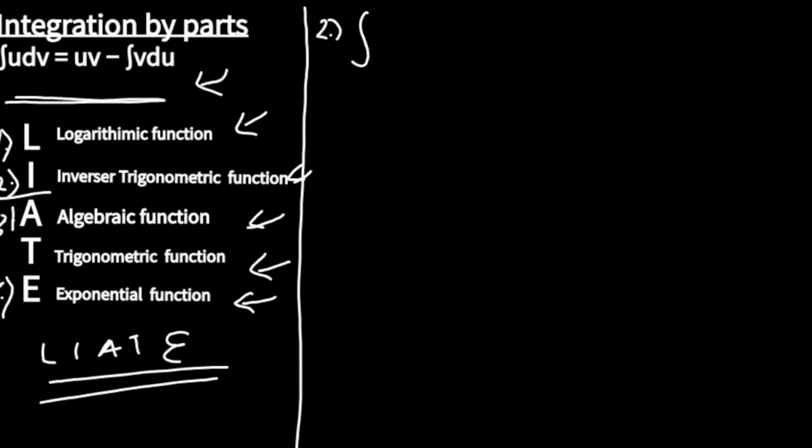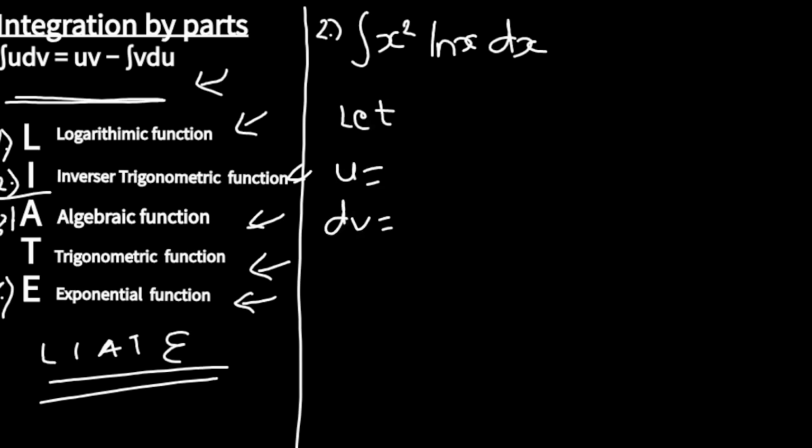Example 2: what is the integral of x squared ln x dx? The first thing is to choose your u and your dv. To choose your u and your dv, you must use the mnemonic LIATE, right? LIATE helps you to choose your u.